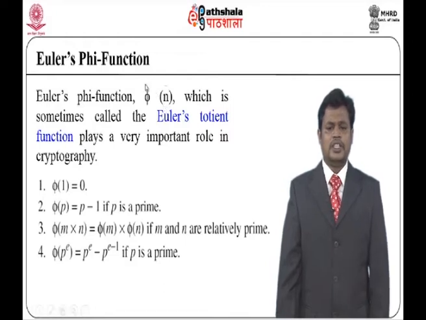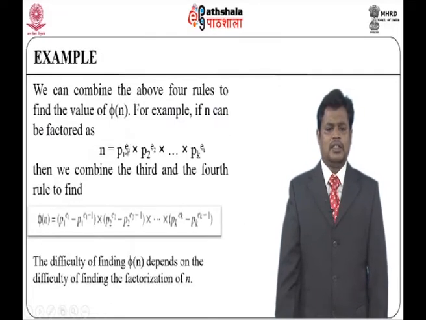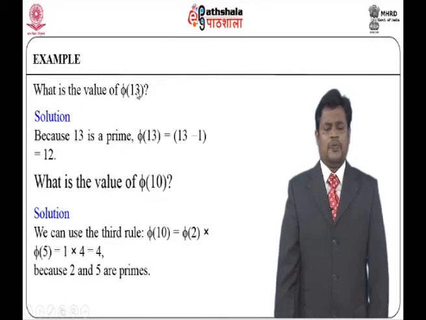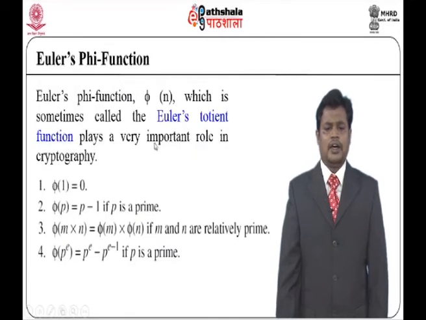So, it is a very important function, defined by Euler's phi function. So, what is this phi of n? Suppose I ask, what is the value of phi of 13? If I want to find phi of n, where n can be any number, then I have to follow these 4 rules.